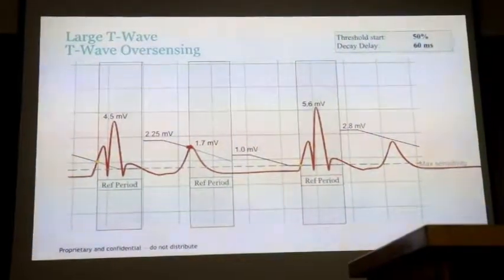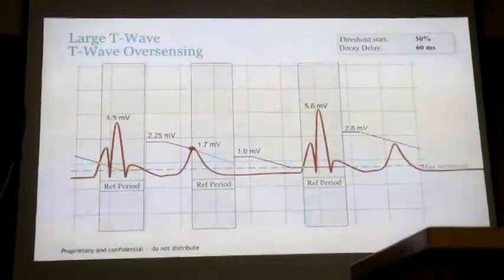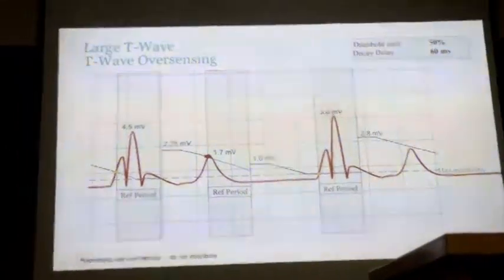If I'm to change one value in the beginning, which would be safer? Delaying the decay delay? Again, we have to see it. Yeah, we want to see it. I wouldn't make a guess on it.